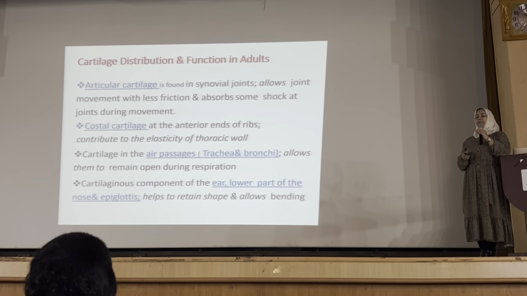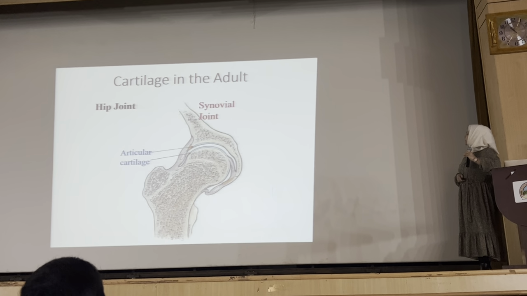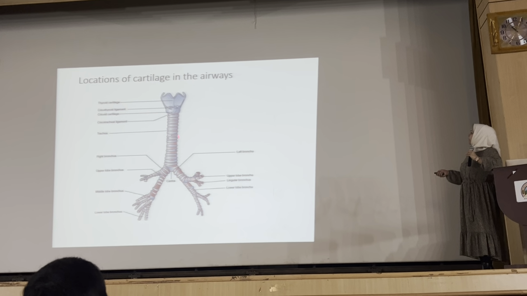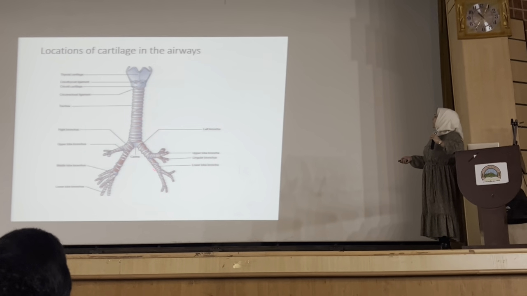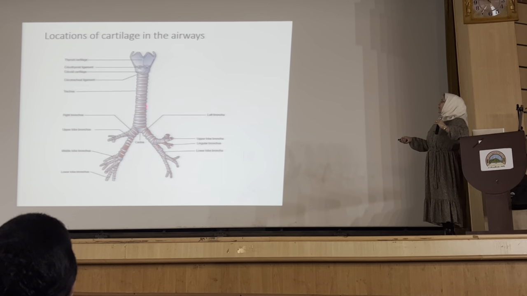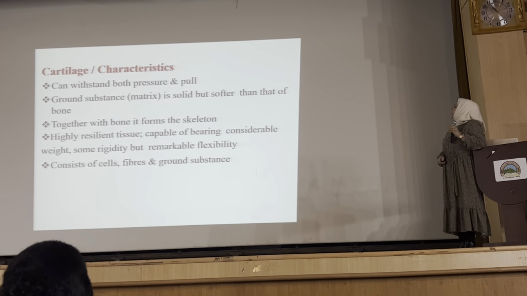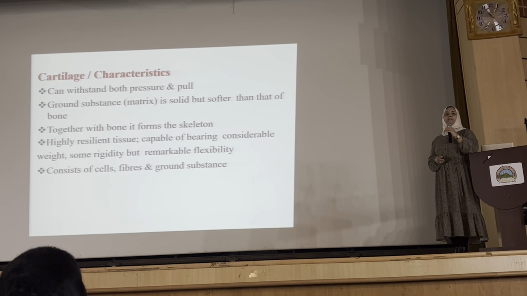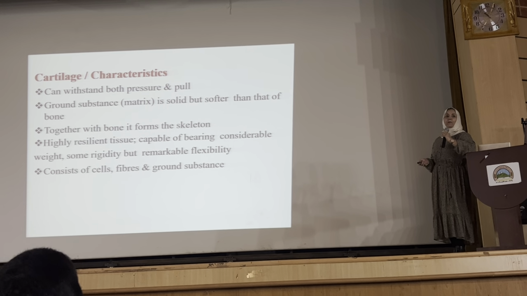So it gives bending. This is the airway, this is the trachea, and these are the main bronchi, secondary and tertiary bronchioles, and these blue rings are the hyaline cartilage. The main histological characteristic of the cartilage is that it withstands both pressure and pull.